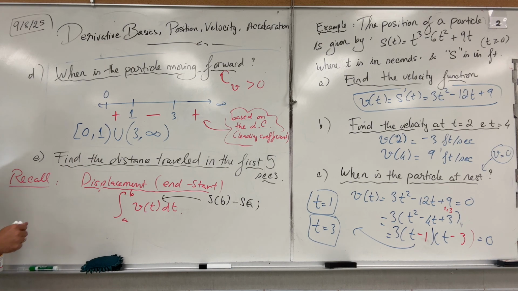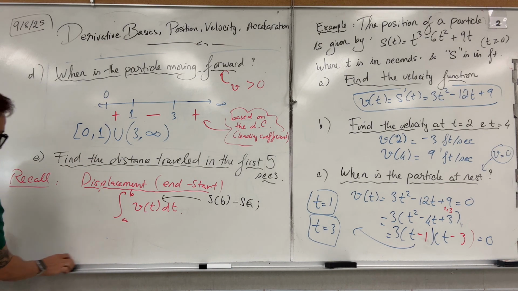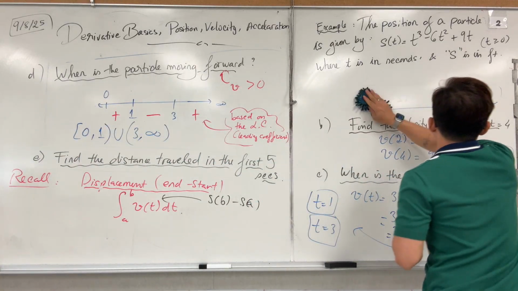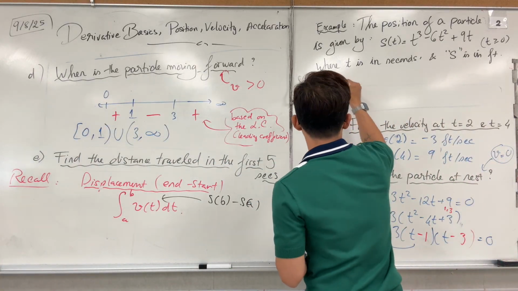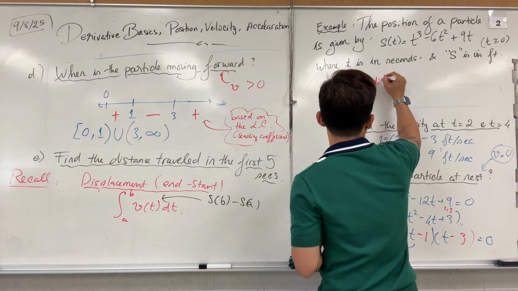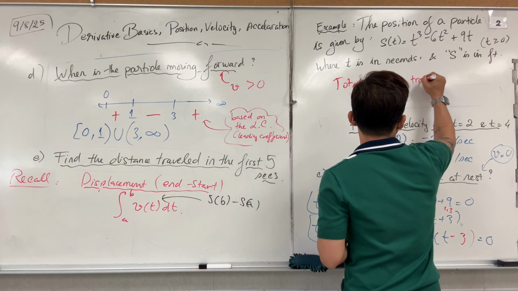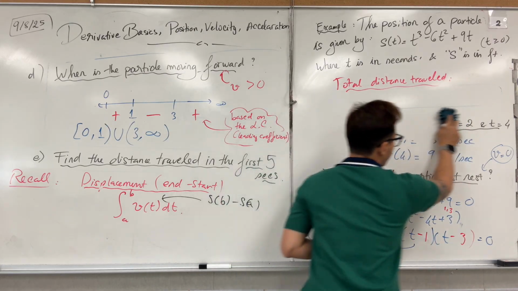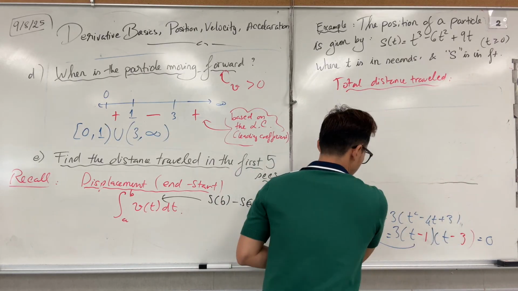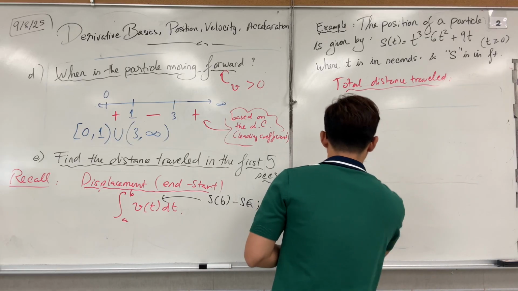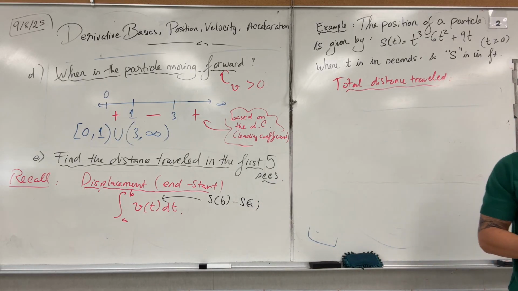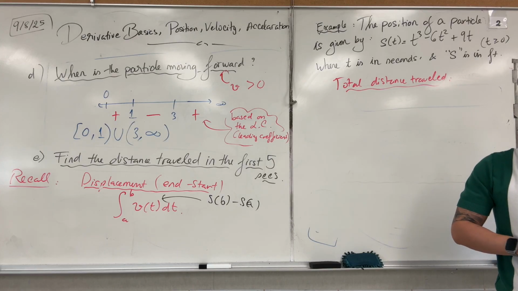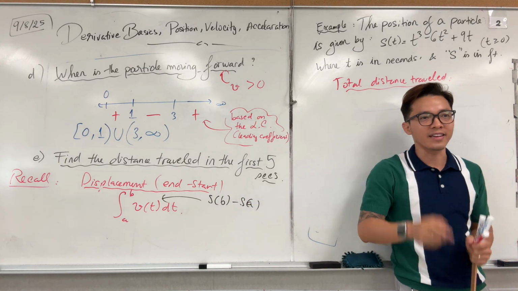Now this one they're asking you about the total distance traveled. Let me just write here so everyone can see. Total distance traveled. How do you find this? Plug in 5? No, I mean what is the formula? It's very similar. You just need to do one thing, very similar to this.